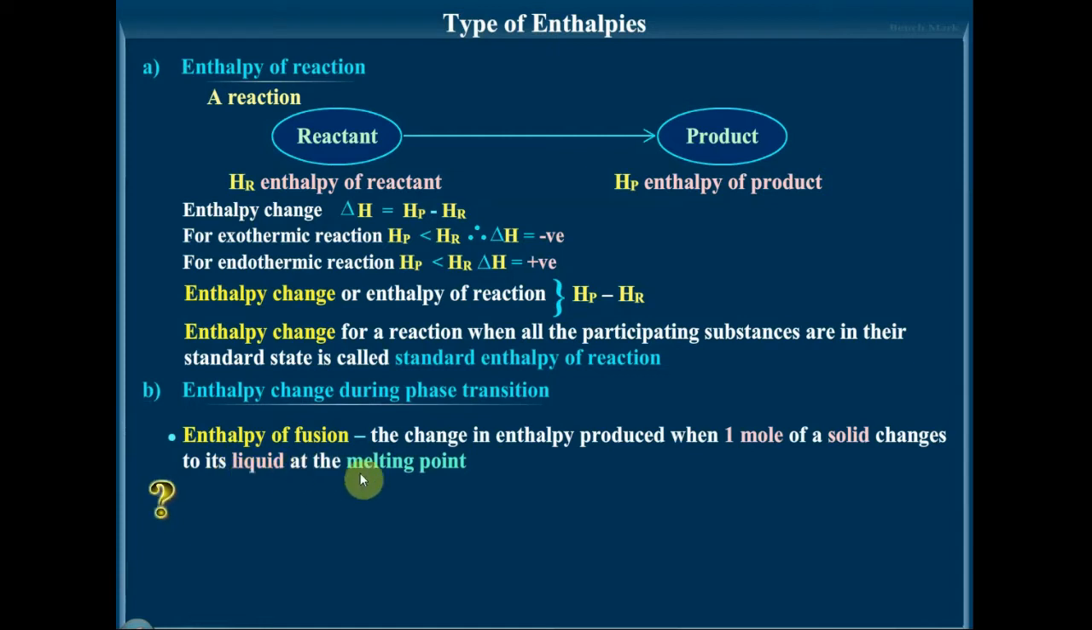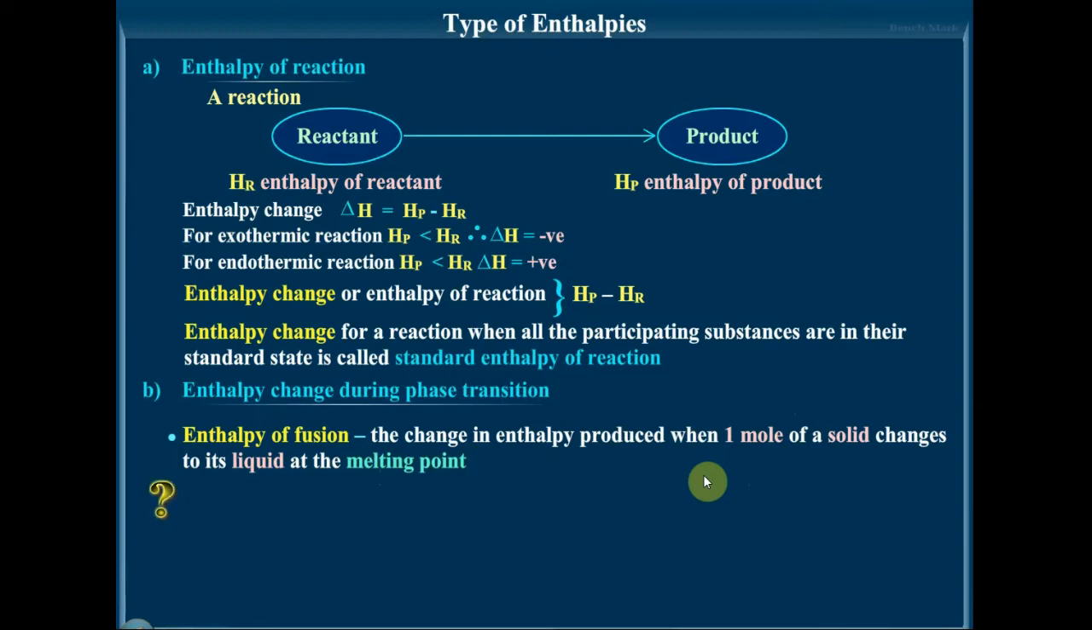The change in enthalpy produced when 1 mole of a solid changes to its liquid at its melting point. That is called the enthalpy of fusion. So here look at the definition given here. In this definition, always while dealing with the types of enthalpy of reaction, the amount is fixed here. It is 1 mole, because as the mass changes, the enthalpy of a reaction also changes. So we have to fix the mole for comparing.